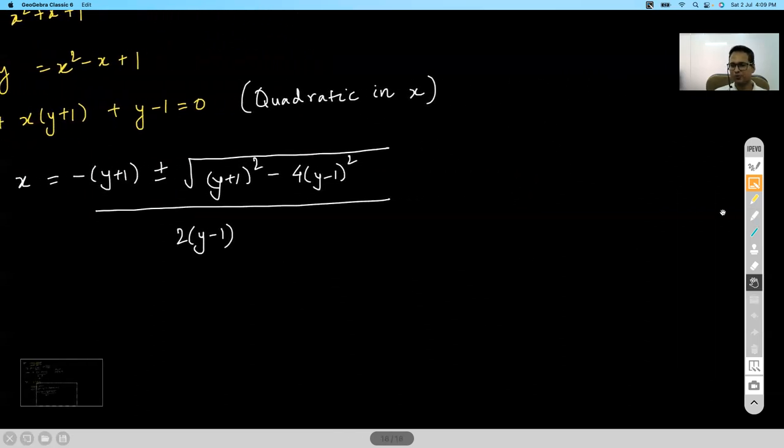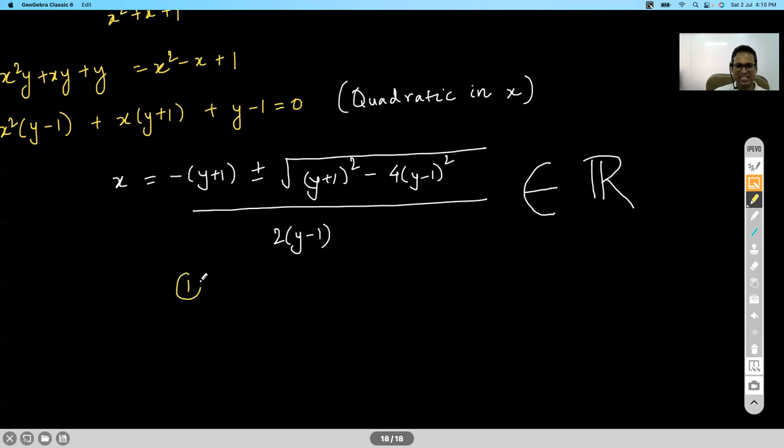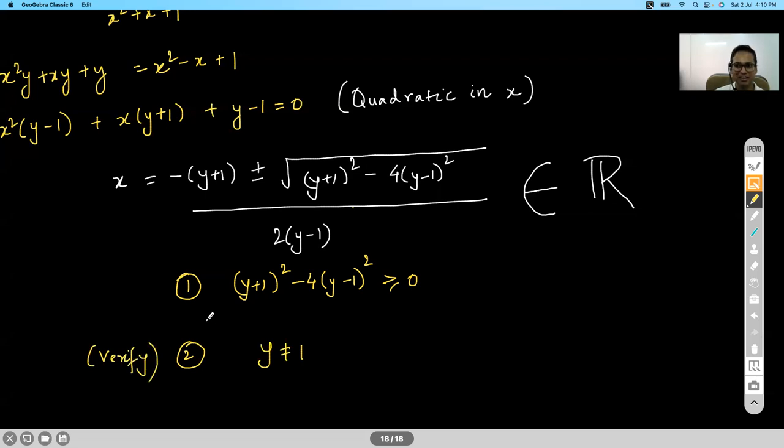Now, if you want this to be real, what are the things that you need to keep in mind? The first thing you'll say is, sir, I don't want this under-root expression to be a negative number, because then the square root of a negative number will give me non-real answers, right? So the first thing we need to keep in mind is that this should be greater than or equal to zero. Of course, I'll simplify it a little later, but as of now, I'm just pinning down the possibilities for this quantity to be real. The second thing you possibly will say is that y should not be 1, because this denominator should not be 0. But again, this is subject to verification; we'll verify it a little later.